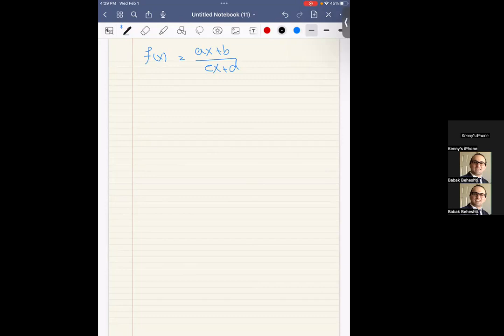the asymptotes of this function. So we have a vertical asymptote and we have a horizontal asymptote. In general, for this type of function, the vertical asymptote is when the denominator is zero. So the vertical asymptote is x equal to minus d over c, and the horizontal asymptote is y equal to a over c.